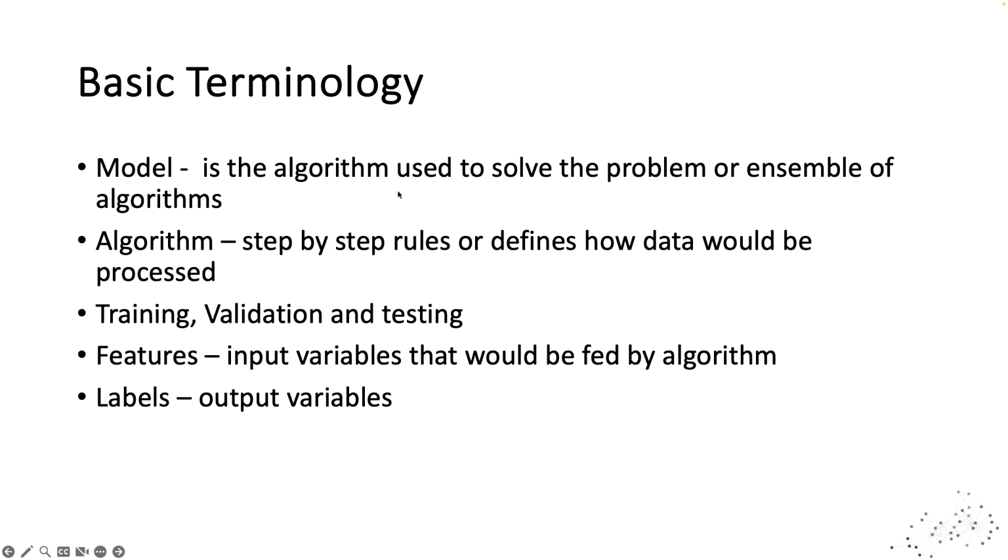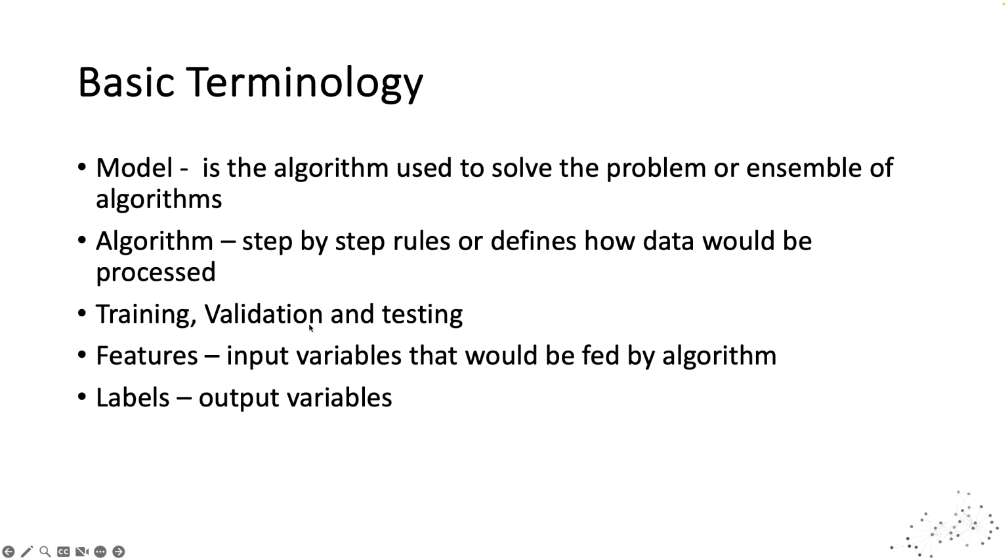Now let's talk about basic terminology. A model is an algorithm used to solve some problem, or it might be an ensemble of algorithms. An algorithm is a set of step-by-step rules for how we process some data in order to produce some meaningful output. And in machine learning we also have the terms training, validation, and testing.